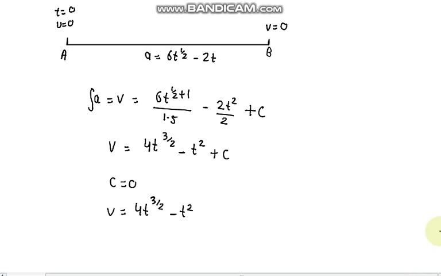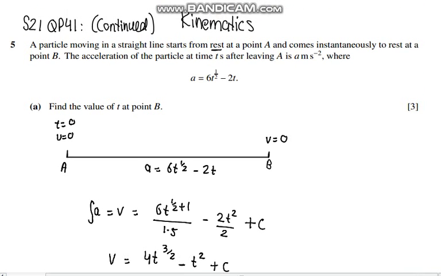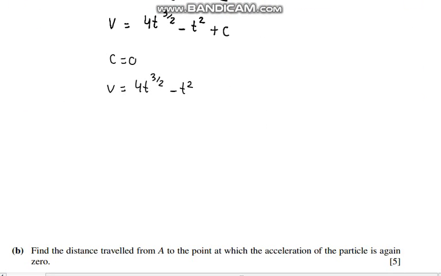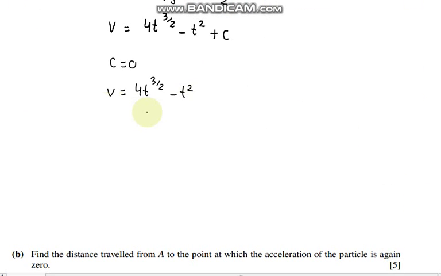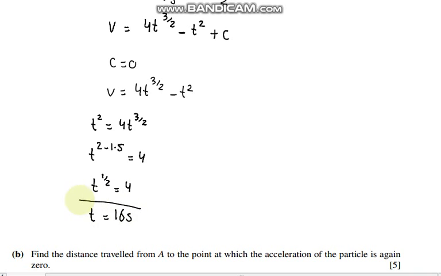So we need to find the time t at point B. At point B the velocity is 0. Now what we need to do is put velocity equals 0. So t^2 equals 4t^(3/2), and this would become t^(2-1.5) equals 4, t^(1/2) equals 4. Squaring both sides would give me t equals 16 seconds. So t equals 16 seconds is the answer for the time at point B.